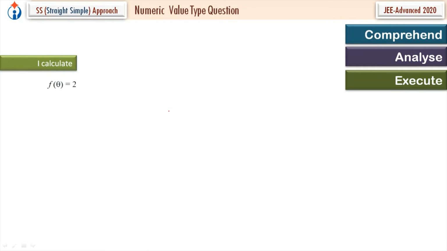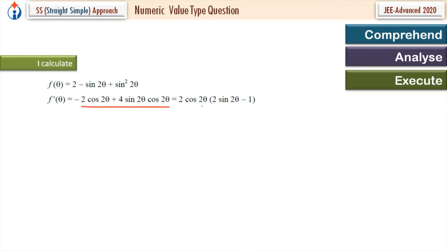Now let's do the calculation part. So f theta is this, f dash theta. Okay, so 2 cos 2 theta is common there.